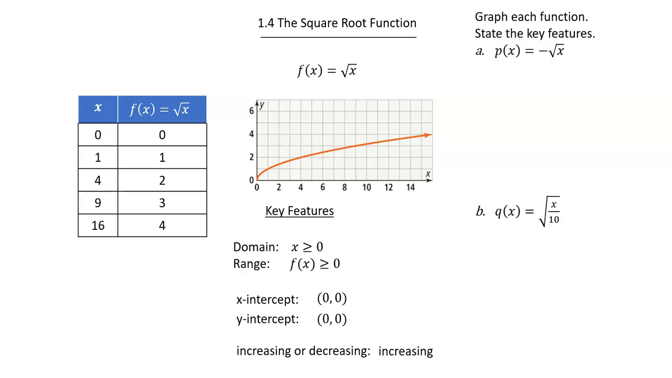So now, here's something for you to try. Graph p of x equals negative square root of x, and identify the key features. So pause the presentation, make the graph, and identify the key features.